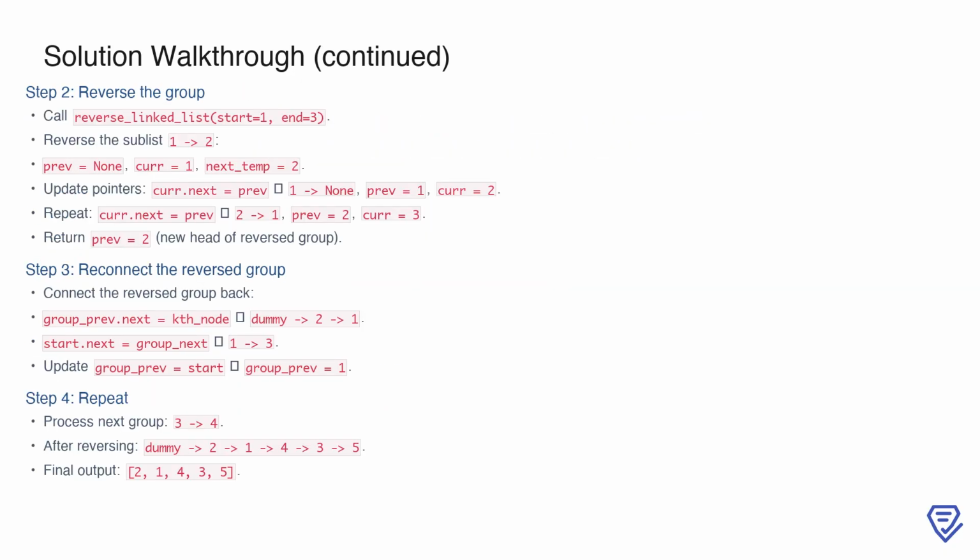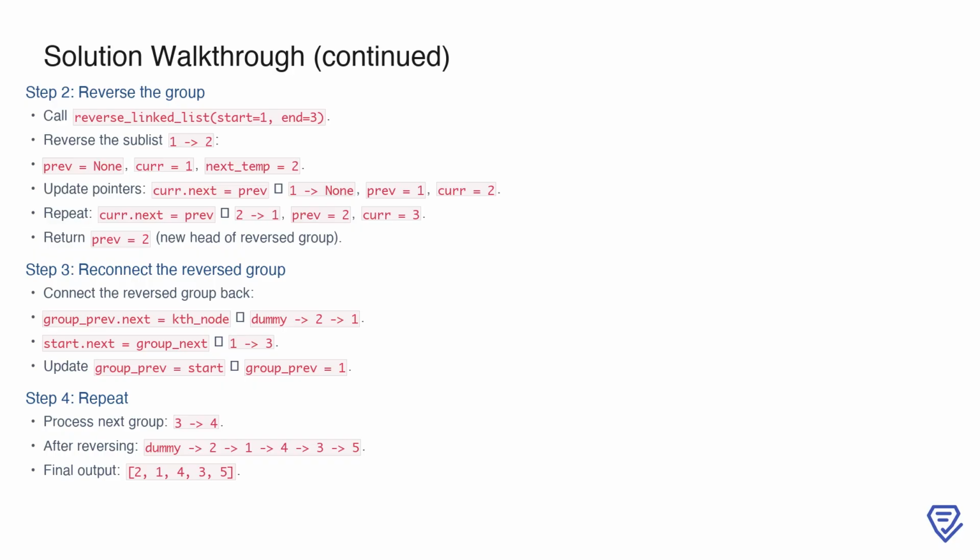Once the kth node has been identified, the next step is to reverse the group of nodes between group_prev.next and group_next. To do this, we call the helper function reverse_linked_list with the start node as 1 and the end node as 3. Inside the function, we reverse the links in the sublist 1-2.